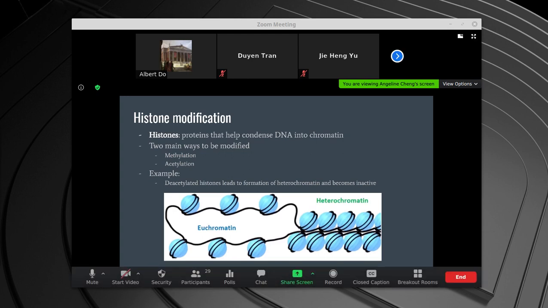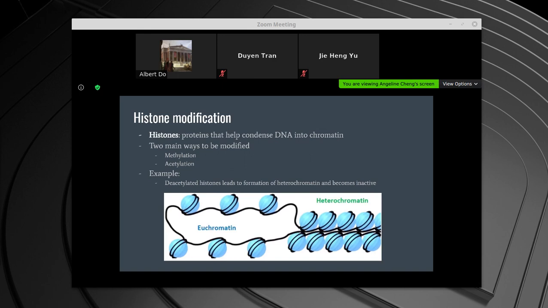However, when histones are deacetylated, the chromatin becomes heterochromatin, which is an inactive form. And as you can see in the image, the highly condensed nature of heterochromatin blocks transcription factor access and gene expression, which can alter the transcription of genes that control the cell cycle.